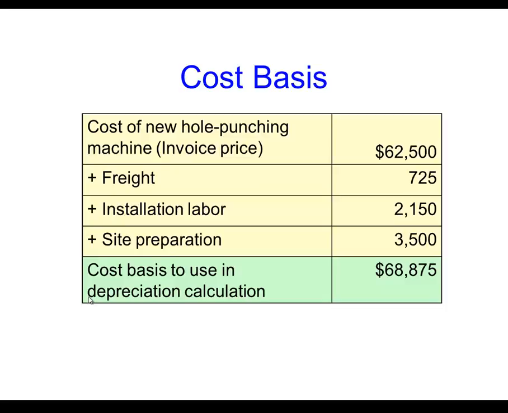The cost basis of an item will equal the actual invoice price plus all shipping and handling fees, the installation of that item on site, and the site preparation. All that is considered an initial cost, or what's called cost basis, that must be used in the depreciation calculation.